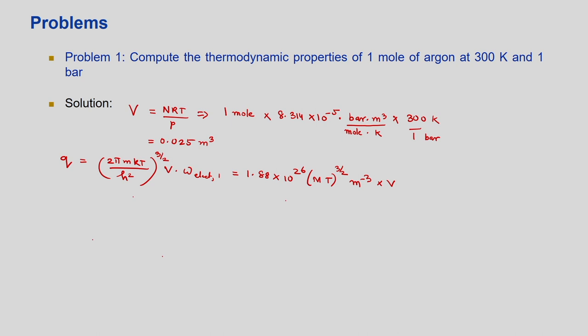So you know the molecular mass of argon. So you substitute it, and you will get, I am just writing down, 1.88 into 10 raised to the power of 26 into 39.945, which is the molecular mass in grams per mole, into the temperature, 300 Kelvin, to the power 3 by 2. Then you have the volume, which you have just now found out, 0.025. Do the maths, and it will be 6.146 into 10 raised to the power of 30. This is the value. Will it have any units? No, it will be unitless, a dimensionless number, the partition function.